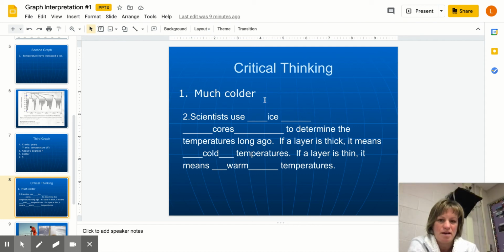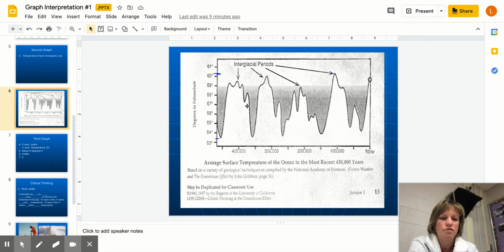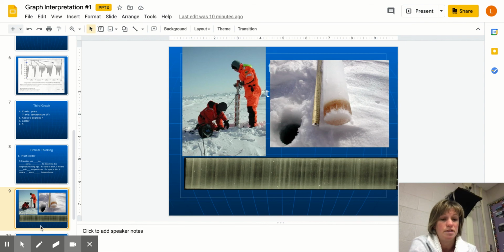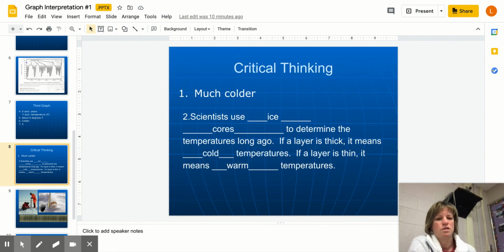The question was asking you actually to predict. So, if Earth is left to its own natural cycle, what would we expect 50,000 years from now, right? So, if you could put the graph out here, and the answer to that is that we would expect it to be much colder. So, question 2 you probably already have because you saw a video, but scientists use these things. Do you remember them? Ice cores to determine temperatures a long time ago. That the thick layers of ice means cold temperatures, thin means warm.